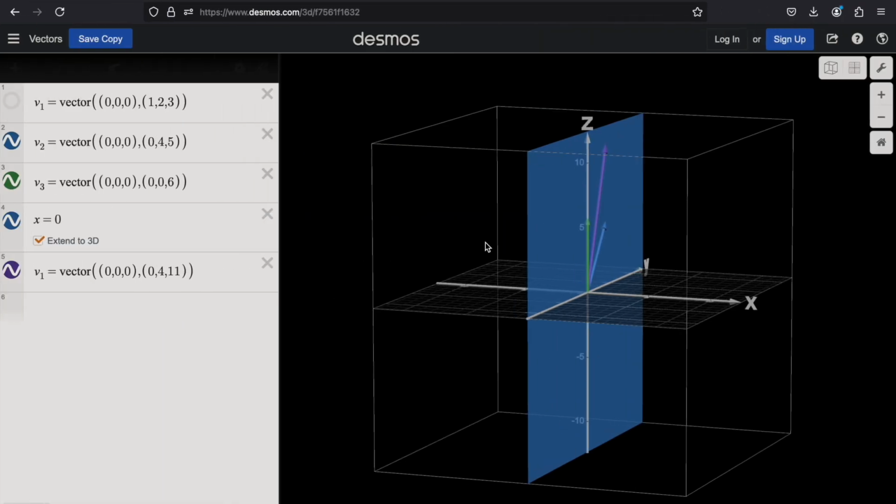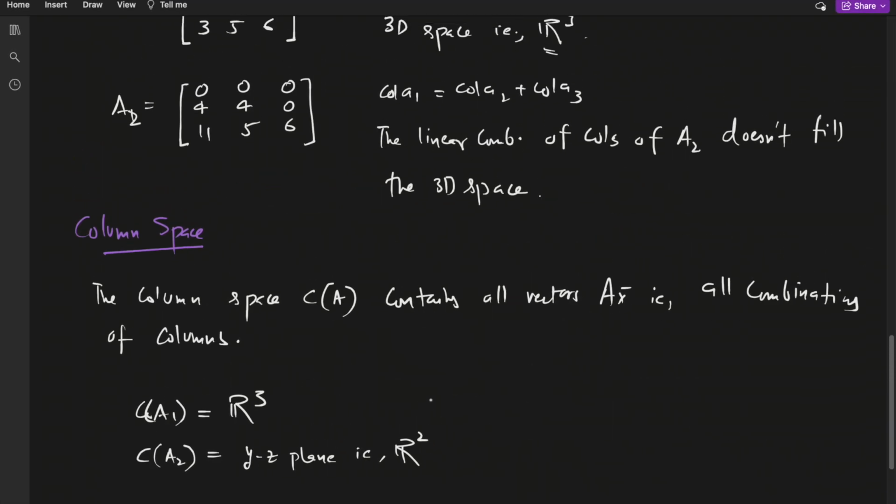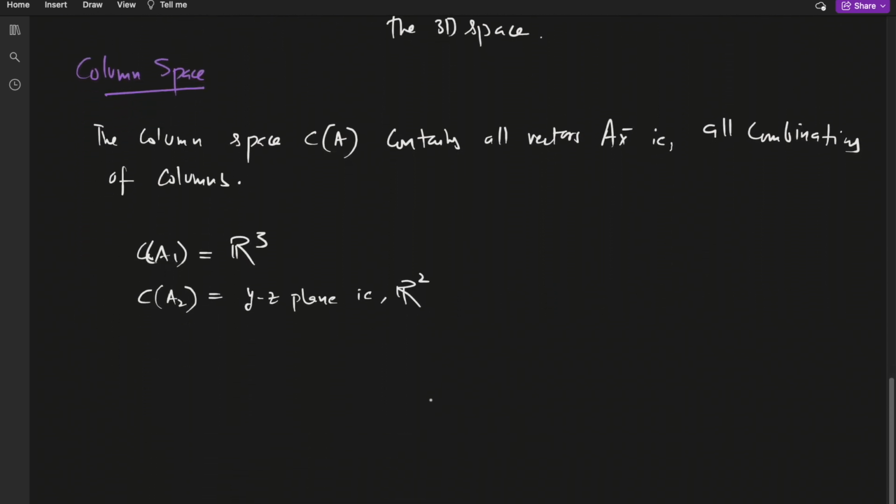So this YZ plane is two-dimensional, basically. Okay. Similarly, let us suppose we have this kind of matrix where all the three columns are linearly dependent. Okay, so we can have this matrix A3, where the first column is 1 0 0. The second column is a multiple of the first column itself, 2 0 0, and the third column is also a multiple of the first column, that is 3 0 0, right?